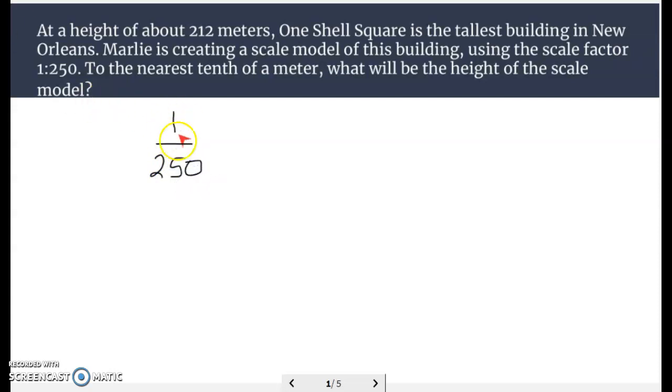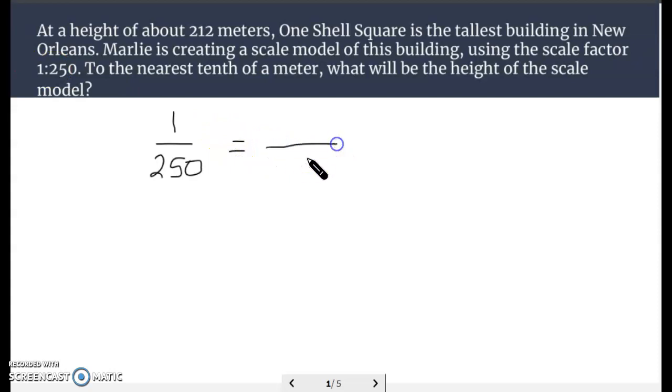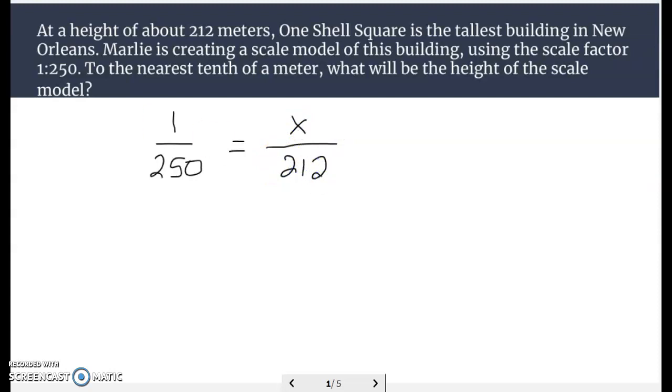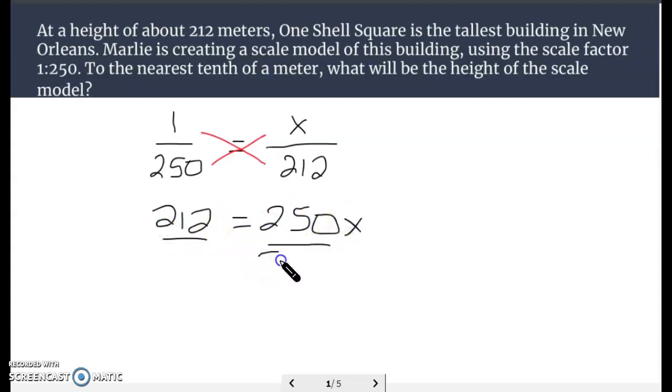Think of the top number as the model and the bottom number as the actual real life. We're going to set that equal to x over 212. Notice my bottom numbers are the actual, the real life measurements, and the top numbers are the model measurements. Okay, so at this point we're going to crisscross multiply. When you get your ratio set up, 1 times 212 is 212. 250 times x is 250x. I'm going to solve for x by dividing by 250 on both sides.